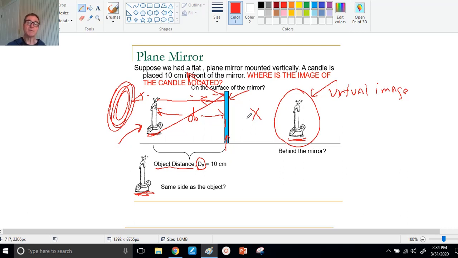This would just be dark. Okay, so that's why this is known as a virtual image, because if I put a piece of paper back there, there would be no actual image of the object.